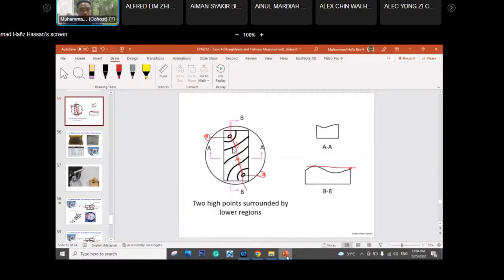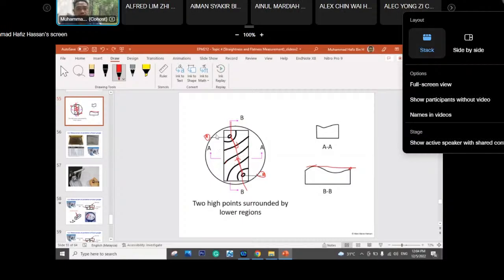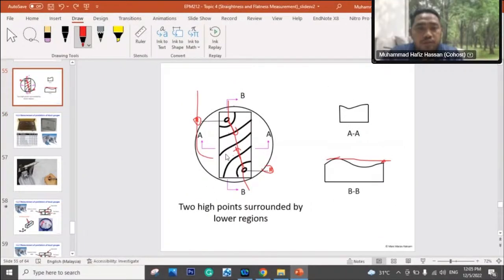Okay. Can you guys see this? I can draw, but it's very difficult. Okay, you can see here they only have two regions, because this region is under this one. They have two regions here, this is one, this is two.